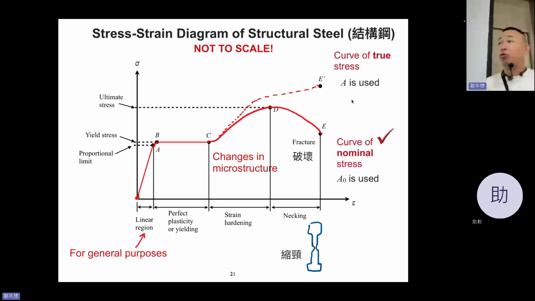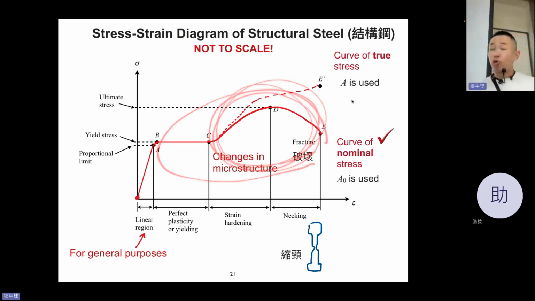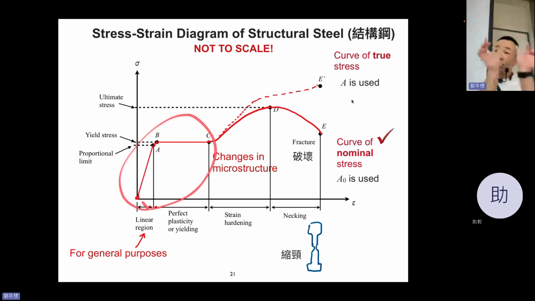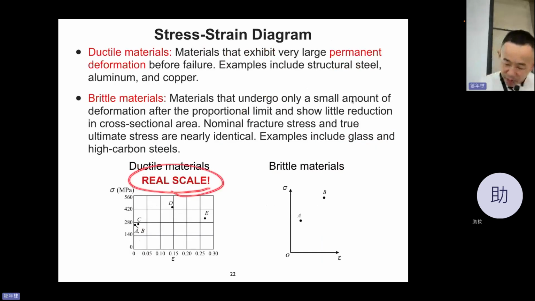I believe all of you have seen that figure before. So, that's it. Oh, by the way, this is not to scale. Typically this part is quite big and this part is quite small. The reason they look similar is that this is only for illustration purposes. The real scale will be on the next page. The real scale looks like this.